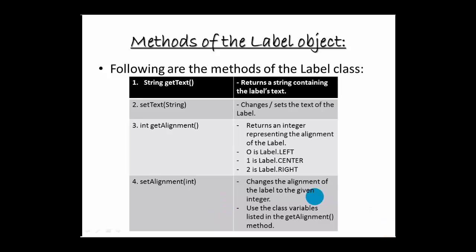And these integer constants that you will pass will not be Label.CENTER, Label.LEFT or Label.RIGHT. Instead it will be 0, 1 and 2. Just as it gives us, we have to put inside it also. And so now let's see.